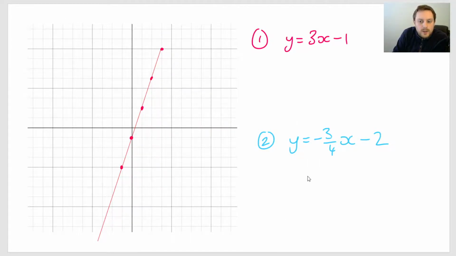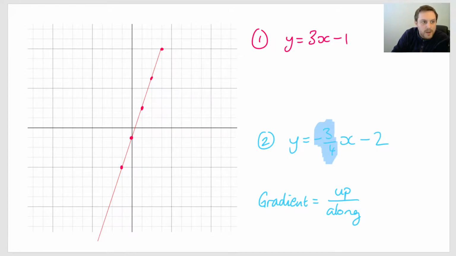So the next question is a bit harder, but this is where we try to remember this formula: gradient equals up over along. Now this number here is the gradient. It's the number in front of the x when you've made y the subject. So for us, this is minus 3 up and 4 along, because the 4 is on the bottom, and we want the along to be positive, going left to right. Minus 3 is the up, which means we're really going down.